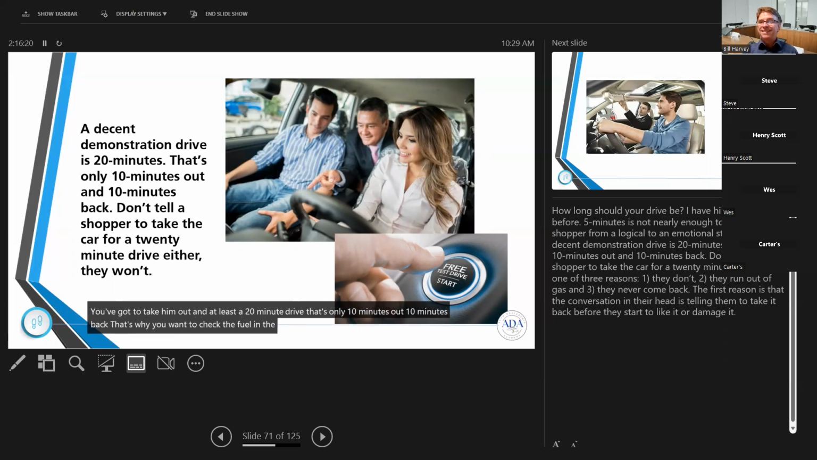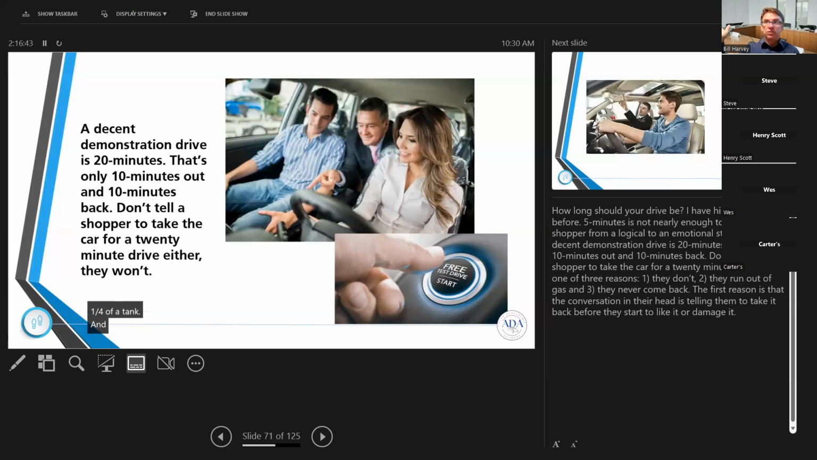Don't tell a shopper to take a car for a 20-minute drive, because they won't, for 3 reasons. Number one, they just don't. They get bored, or they get worried, or they don't know how long 20 minutes is because they never looked at their watch. They're looking at the fuel gauge. My mom thought that any fuel gauge reading at 1/4 of a tank and above was too low. She was panicking at above 1/4 of a tank to get fuel.